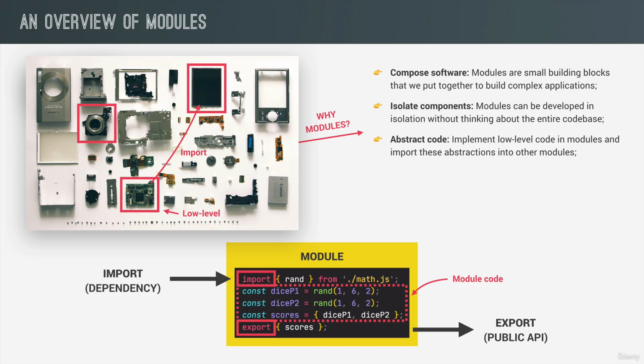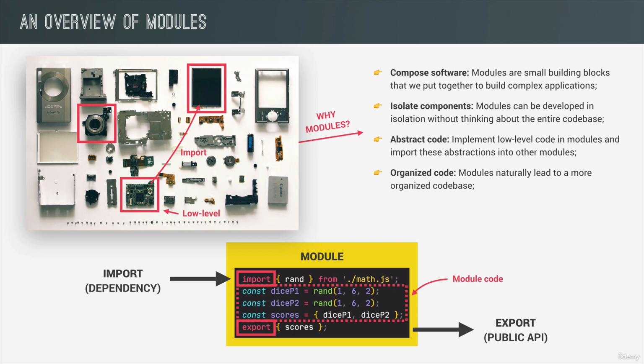Modules also naturally lead to a more organized code base. Because when we break up our code into separate, isolated, and abstracted modules, this will automatically organize our code and make it easier to understand. And so this alone is a huge benefit of modules.